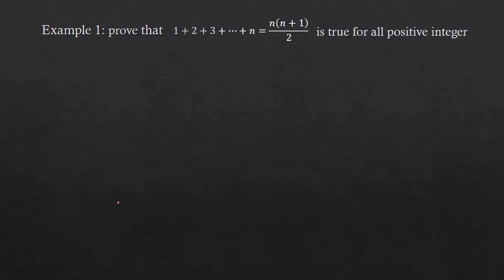So now for example 1, we have to prove that 1 plus 2 up to some n is equal to n times n plus 1 over 2 is true for all positive integers. So let's write out our summation. Our summation of 1 plus 2 plus 3 up to some n can be written as the summation of i equals 1 up to some n of i is equal to n times n plus 1 over 2.